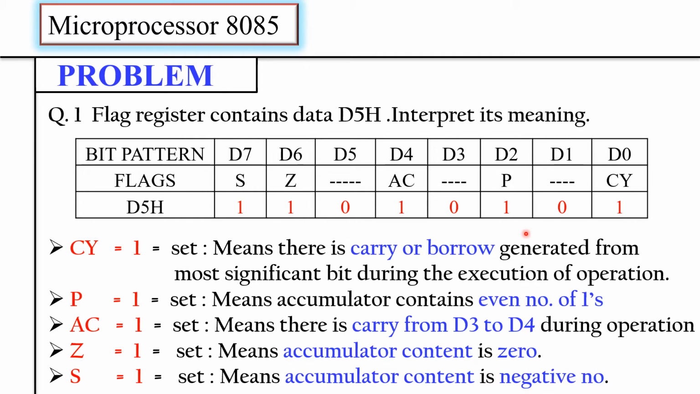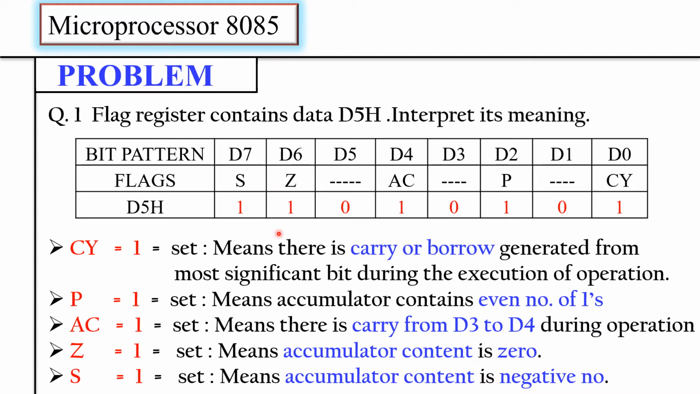Parity flag. Parity flag is also 1, that is set, right? It means that the accumulator contains an even number of ones. If the parity flag is 1, the accumulator contains an even number of ones. Then the auxiliary carry flag is also 1, that is set, which means there is a carry from the D3 bit to D4 during the operation.